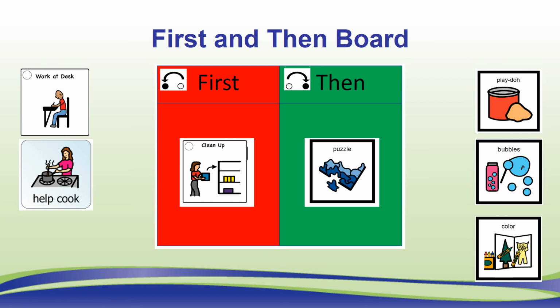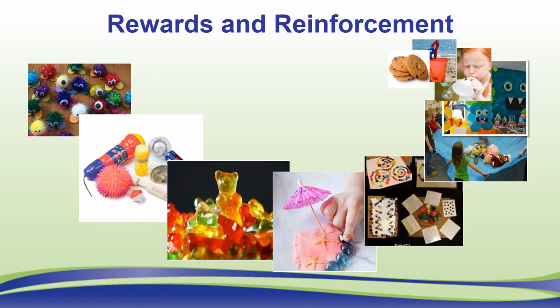One of the strategies we use is a first-then schedule on a board like this one. We use them proactively before a problem occurs or when a child refuses to complete a task. In order to motivate a child to engage in complete activities, you'll want to use reinforcement for positive behaviors like sitting, focusing, starting, and completing activities.